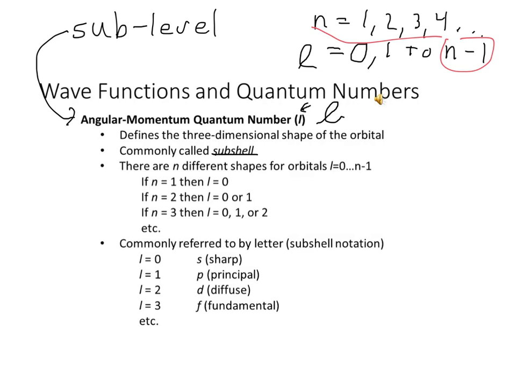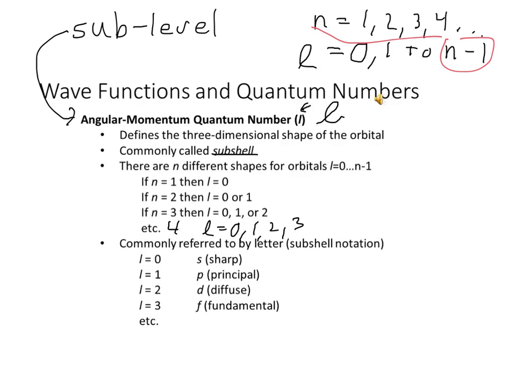For example, if you have a principal quantum number of 1, then you can only have one value for your angular momentum quantum number, 0. If you have a principal quantum number of 2, then your angular momentum quantum number can have values of 0 or 1. If you're in your third energy level, then your angular momentum quantum number can have values of 0, 1, or 2. If you're in your fourth energy level, then your angular momentum quantum number can have values of 0, 1, 2, or 3.